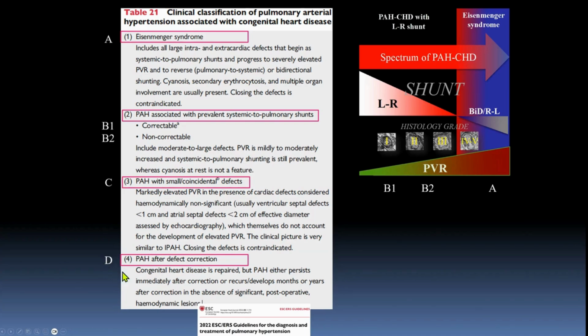And finally, we have group D, numerous patients nowadays with pulmonary hypertension after defect correction, and Professor D'Alto, who is on the panel, has published a lot on this and has shown us that if you have a high pulmonary vascular resistance, even above 5 Wood units before the operation, then you're likely to have residual pulmonary hypertension. Sometimes it happens after repairing without pulmonary vascular disease before repairing, and it happens months or years down the line.